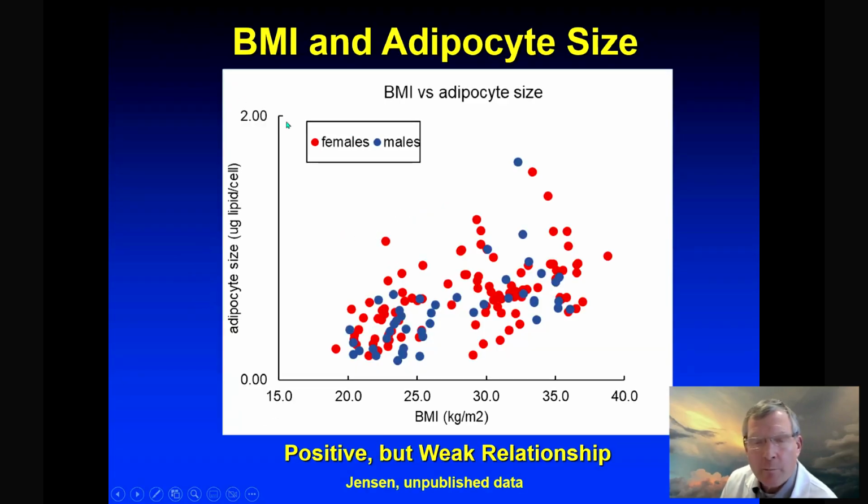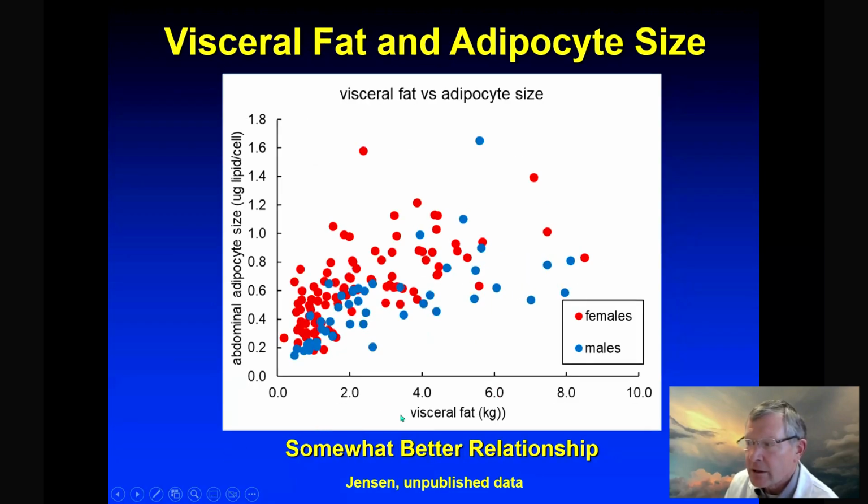So what about body mass index and fat cell size? This is, again, some more data from our laboratory showing that while there's a positive relationship between BMI and fat cell size, it isn't great. There's a huge amount of scatter. Some people with low BMI have large fat cells. Some people with high BMI have small fat cells. And the people with the smaller fat cells are the ones that tend to have better functioning fat tissue.